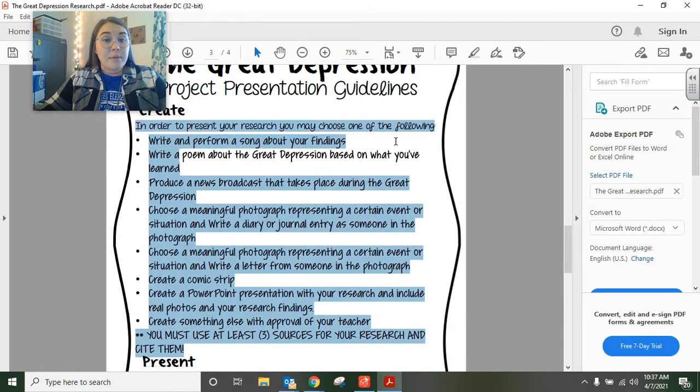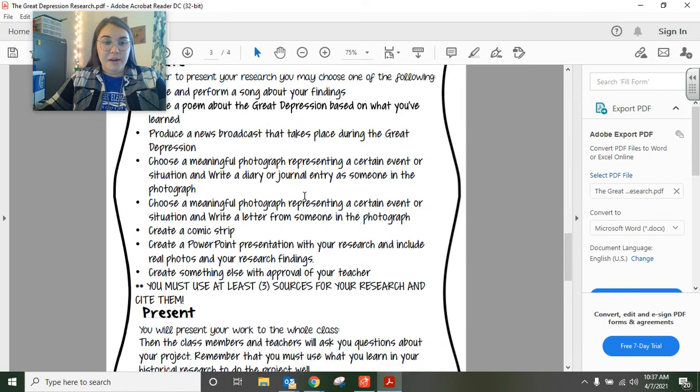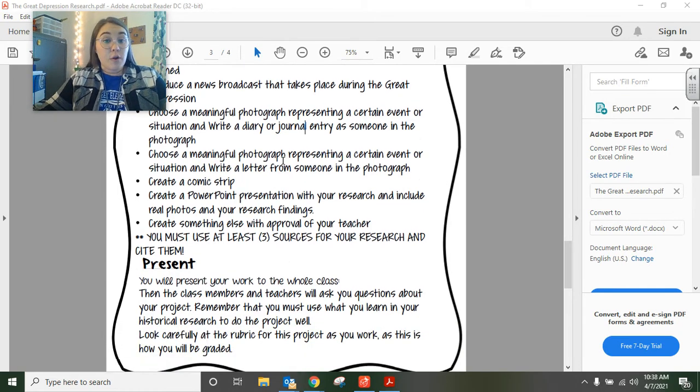You can write and perform a song about your findings. You can write a poem about the Great Depression based on what you've learned. You can produce a news broadcast that takes place during the Great Depression. You can choose a meaningful photograph representing a certain event or situation and write a diary or journal entry as someone in the photograph. You can choose a meaningful photograph representing a certain event or situation and write a letter from someone in the photograph. You can create a comic strip or a PowerPoint presentation with your research and include real photos on your research findings. Or you can create something else with the approval of your teacher.